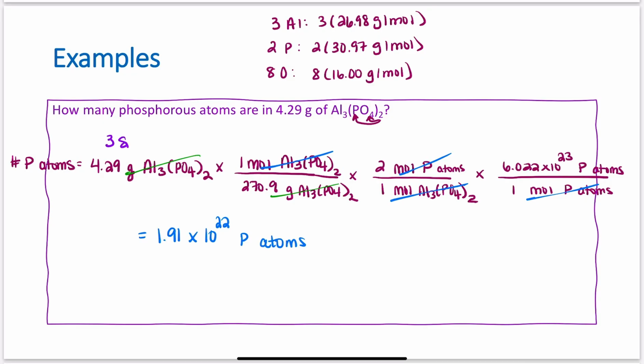Really quickly, check your sig figs. You got 3 sig figs here, 4 sig figs here. This is exact, so it doesn't limit my sig figs. 4 sig figs here, and 3 sig figs in my final answer, limited by that original number.